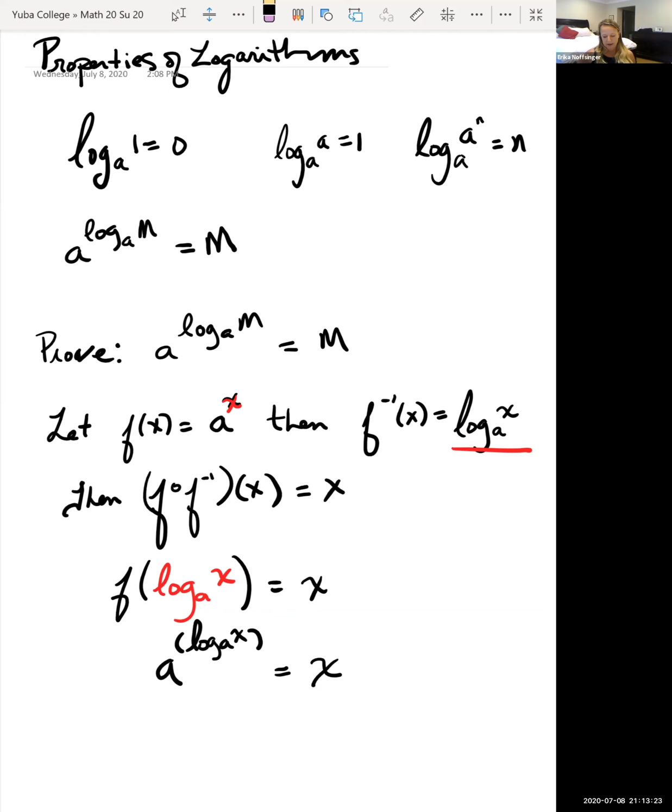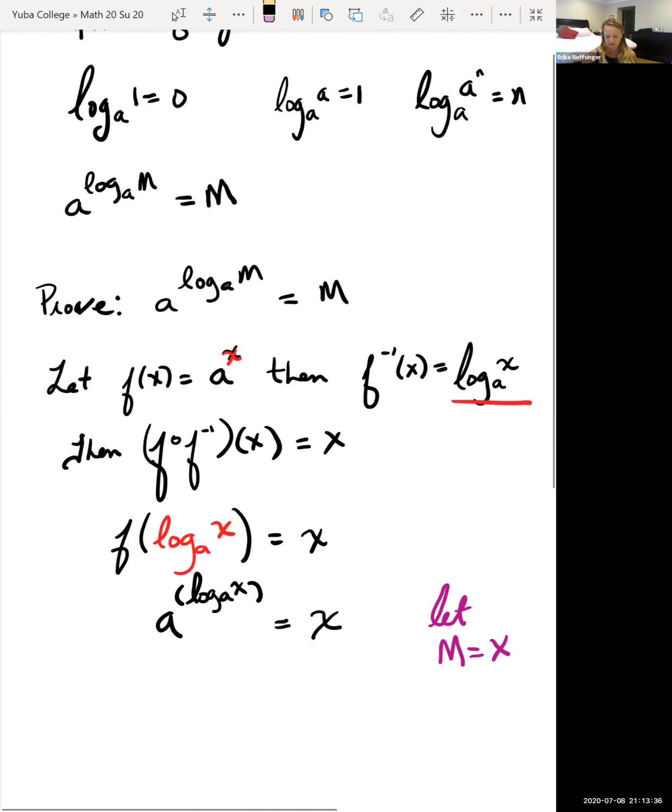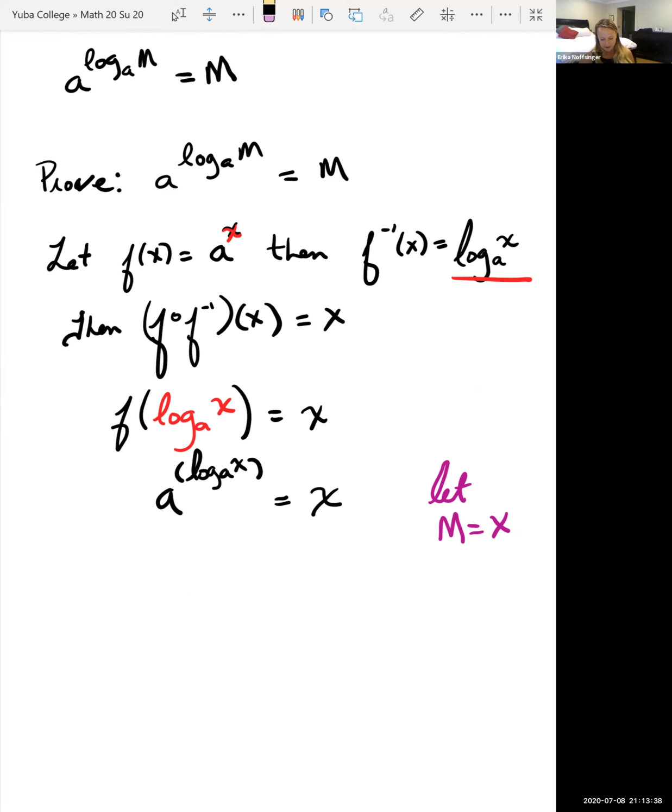Okay, we're almost there. Then let's just say m is equal to x. So if I go in here and wherever I see an x, I replace it with m, I got back what I wanted to show. So then I have a to the log base a, I see an x, replace it with m, is equal to, I see an x, replace it with m.